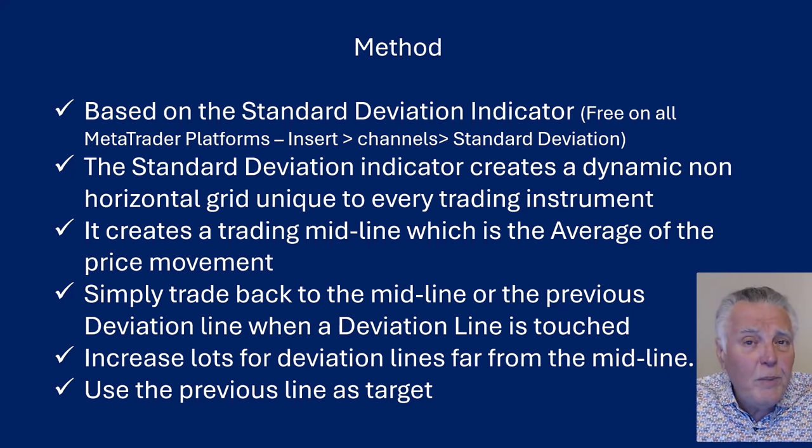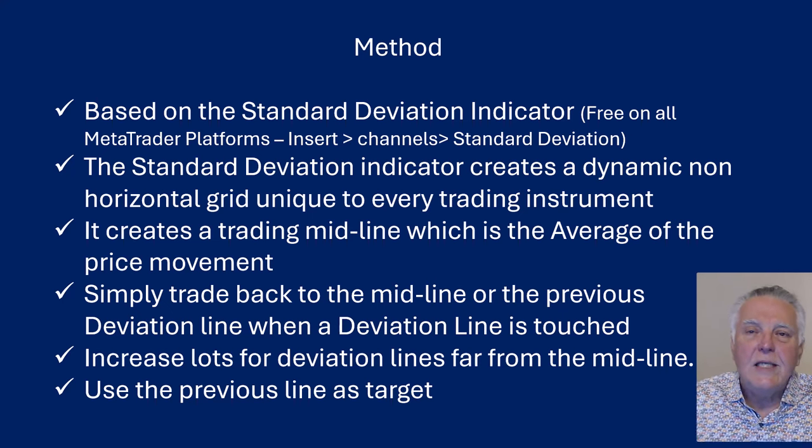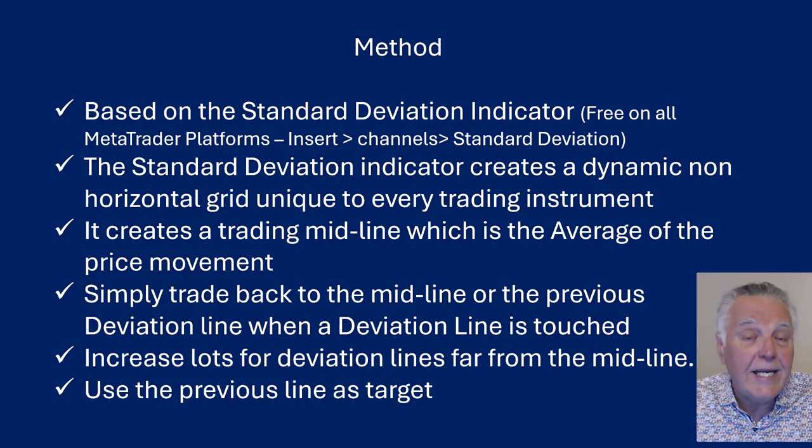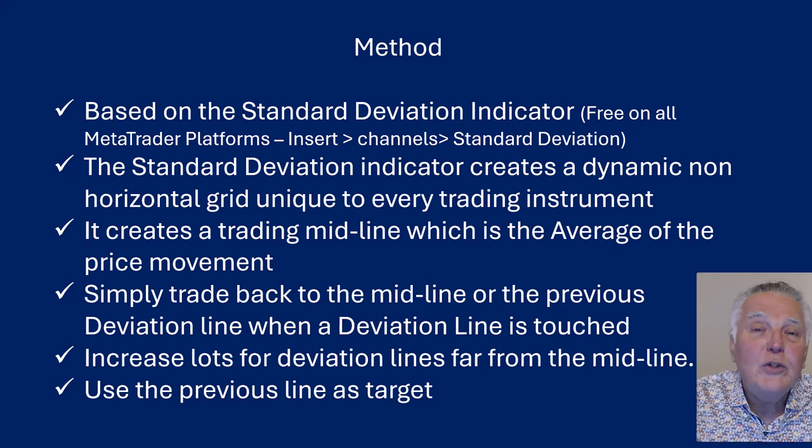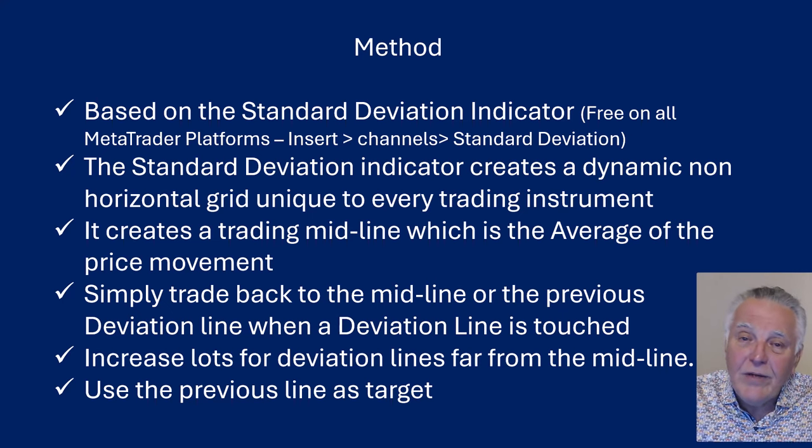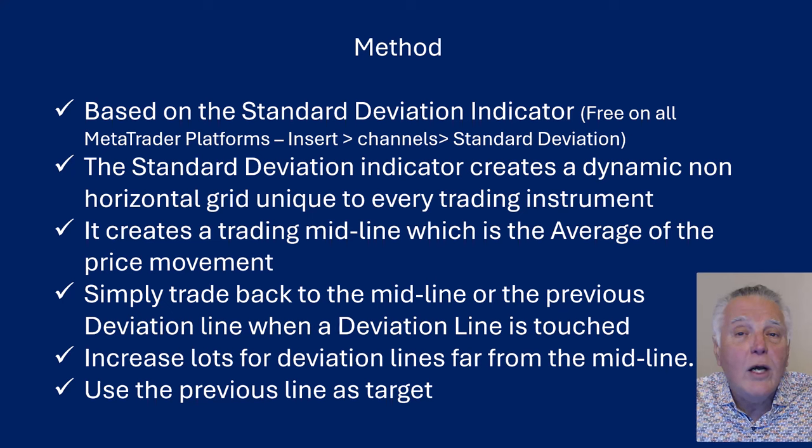Now, it sounds complicated when I say standard deviation and all that. It's just a way of saying grid. Those are grid lines, non-horizontal grid lines, because they're dynamic. They can actually change from time to time. If you use the deviation indicator correctly, it won't vary much. It is what they call a repainting indicator, but if you do your calculations correctly, the repainting could be minimal. It will just adjust on a minimal basis.